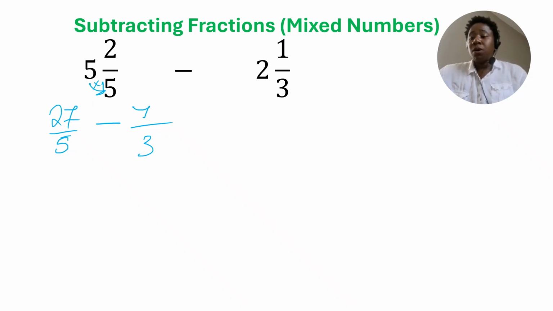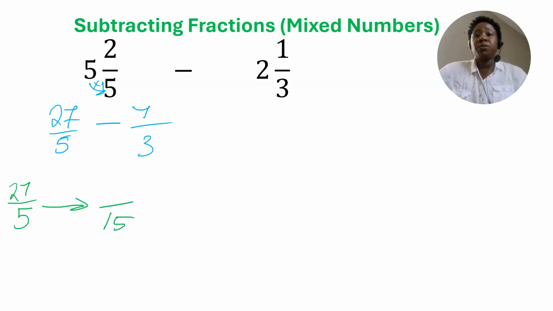Again, we see that we don't have a common denominator between both fractions, so we have to set up a common denominator. And we know from the previous example that this common denominator will be 15. What number do we multiply 5 by so as to get 15? It's 3. So we must multiply the numerator by 3 also. 27 times 3 is 81.